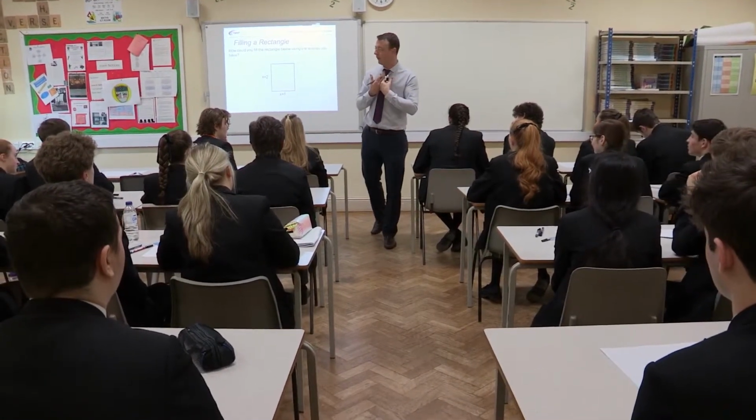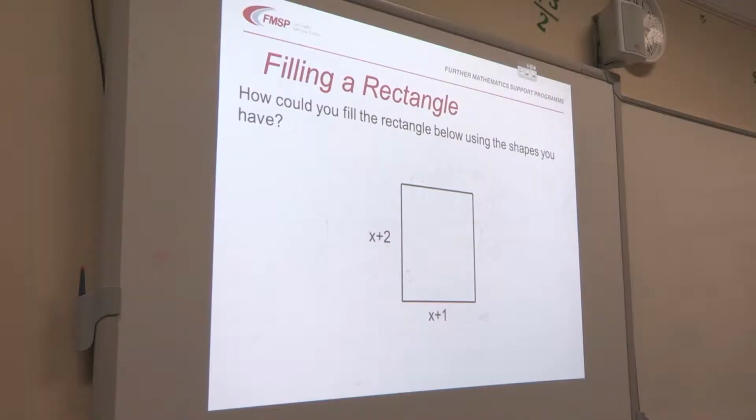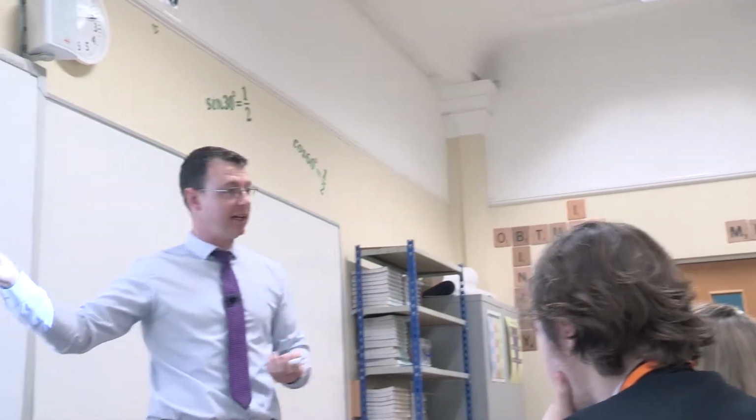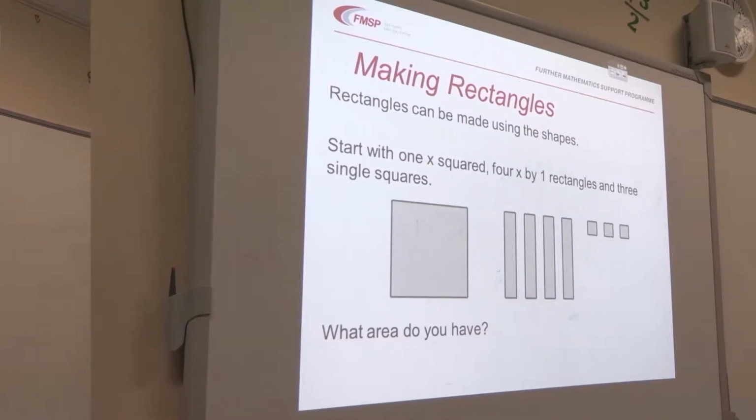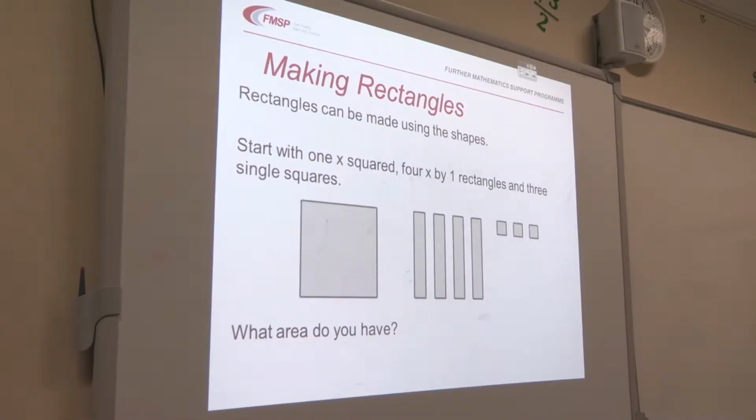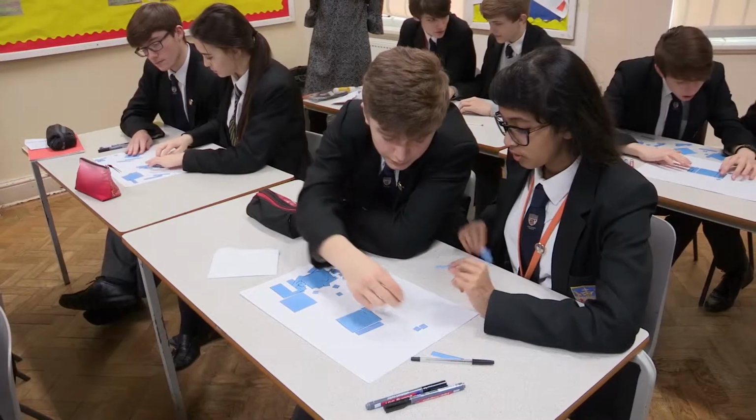Drawing the whole class together, the teacher shares and confirms students' findings. What's the total area of that rectangle? x squared plus 3x plus 2. Yeah, good. Start the other way round now. Next, to specify a set of tiles that students must use to make rectangles. What rectangle can you make?